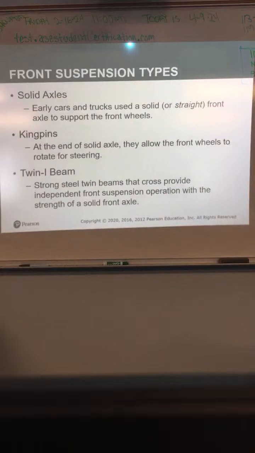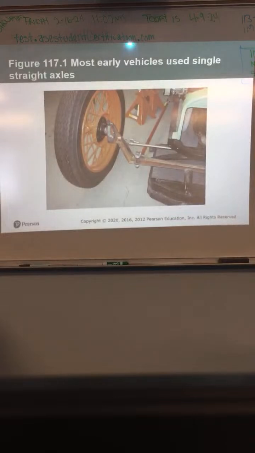Early cars and trucks used a solid or straight front axle to support the wheels. Those were the I-beam, kingpin type stuff. You don't worry too much about that. I don't think they're gonna question you on anything that has to do with kingpin or I-beam suspension. See what it says, early cars and trucks? Early meaning like way before we were born. As you can see, that thing is like 100 years old.